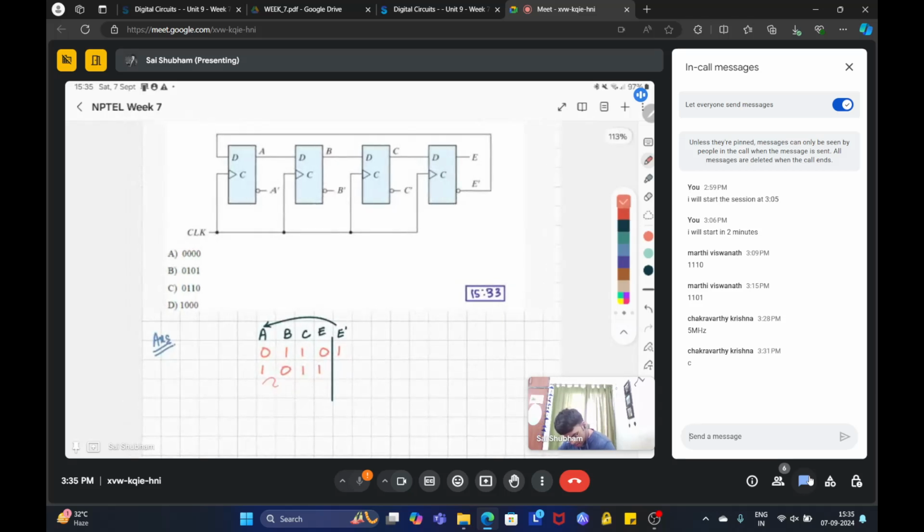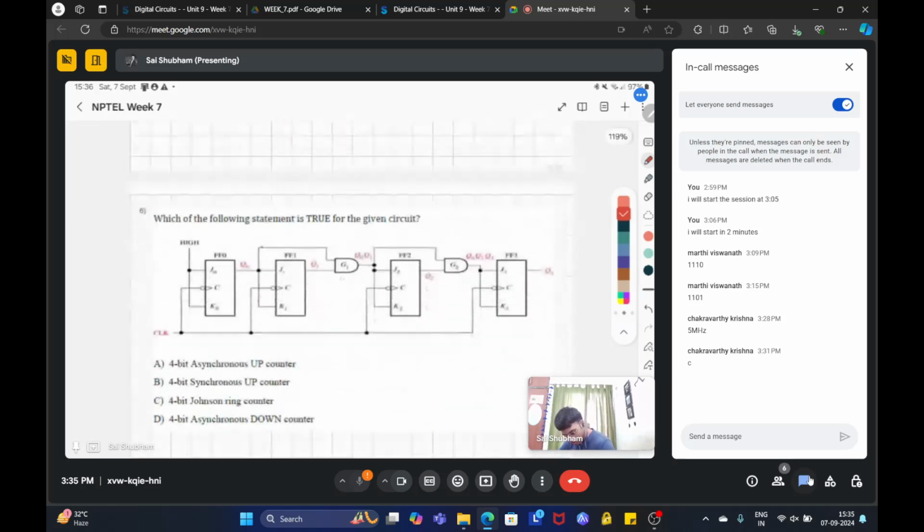In the second iteration it is 0, 1, 0, 1. So the answer is option B, 0, 1, 0, 1. Okay. Next question.